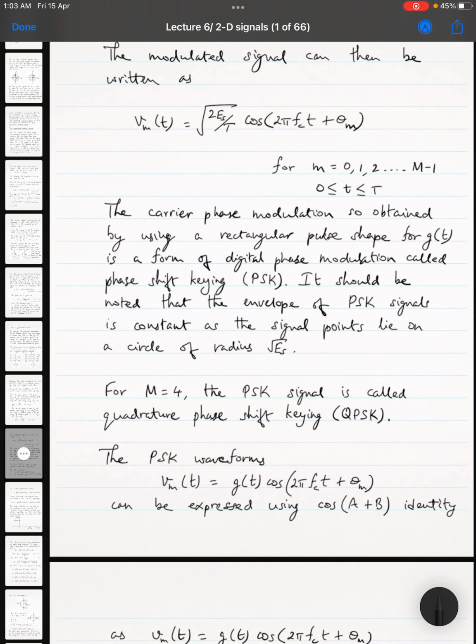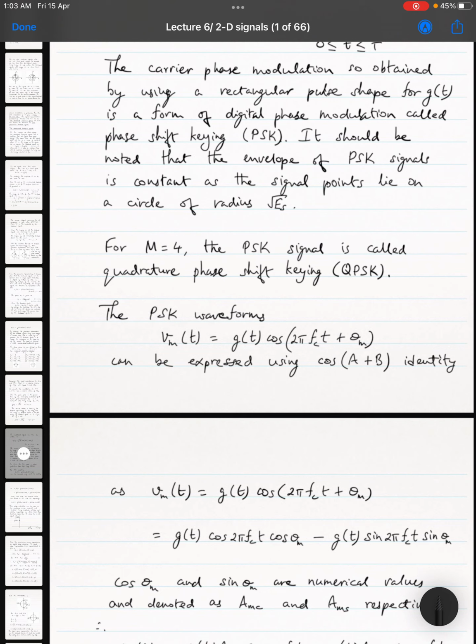Now why do we call this a quadrature phase shift keying signal? We can understand that by looking at our general expression for the bandpass signal. The general expression is the baseband pulse of unit amplitude, where each of the signals has the same energy, multiplied with the carrier of a certain high frequency and a certain phase angle theta m. Now if we simplify this using the trigonometric identity cosine of A plus B, which is cosine A cosine B minus sine A sine B, we get this form.